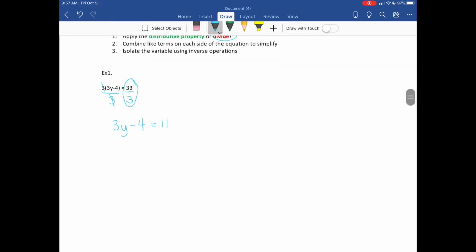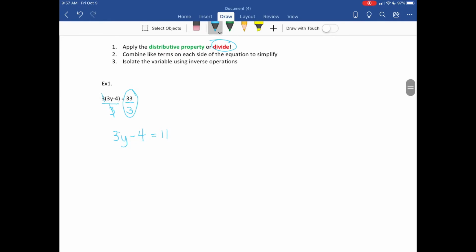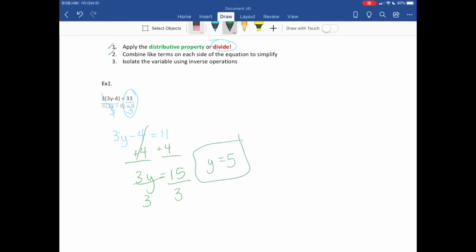So now I'm on to step 2, combining any like terms. There aren't any, so I'm checking off 1 and 2, and I'm going on to 3. I'm isolating that y. So now I'm going to move the 4 over by the additive inverse. So that leaves us with 3y, and 11 and 4 gives us 15. And now we divide both sides by 3, and we still get that y is equal to 5.